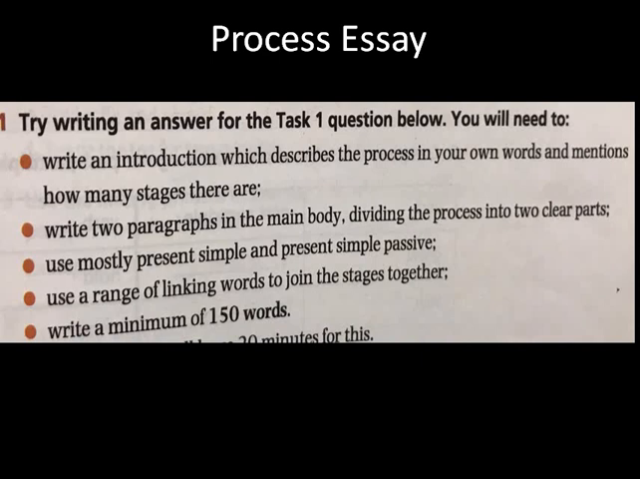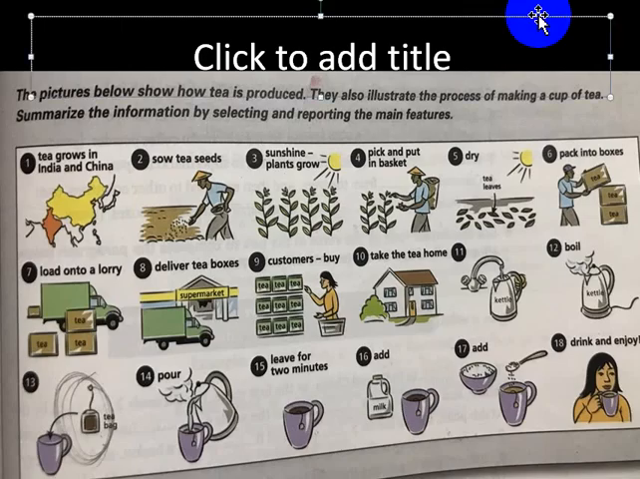Here you use mostly present simple and present simple passive, because you are describing things. Also, you are required to use linking words. Remember, in one of the lessons I gave you some linking words: furthermore, later, moreover, in addition, besides. So you have to use the simple present tense and the simple present passive, and use linking words. The number of words is usually 150, which means 15 lines. So I'm going to give you an example.